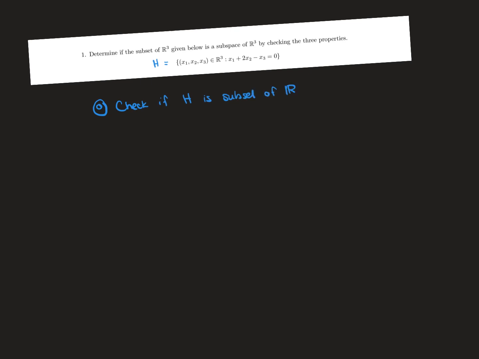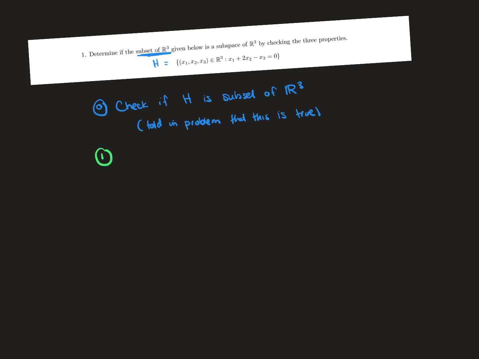In this case, it would be checking if it was a subset of R3, but we're told in the problem that it is a subset, so we don't actually have to check that. We're told in the problem that this is true, so that one's for free. Let's go ahead and check the other conditions.